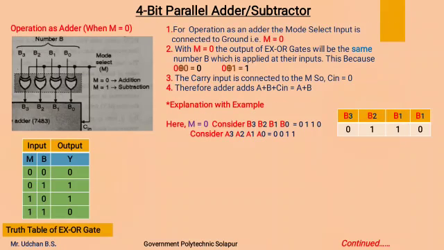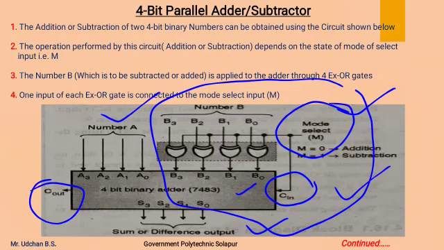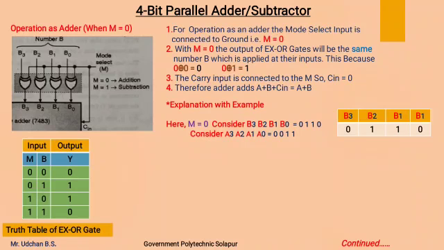Now we will see the operation as an adder. I have taken only this much of the picture in the next slide so that we can understand how these XOR gates are going to act. Now here the circuit is shown. Mode select input M is made 0 so that this circuit can act as an adder. Now we will see how M as 0 will force this circuit to act as an adder.